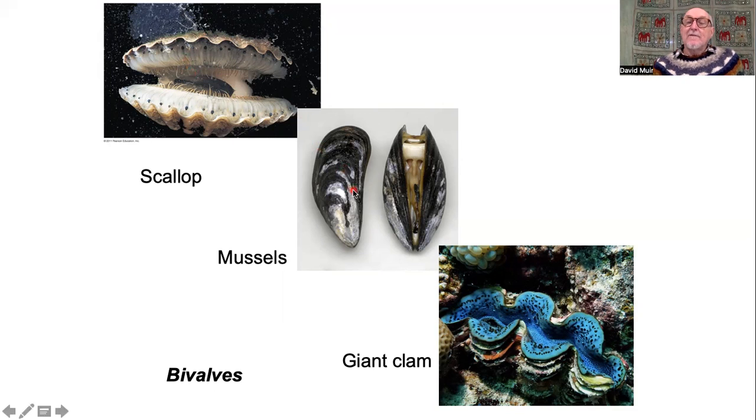Same thing here. These are the mussels. And this here is a giant clam, also a bivalve. This is from a tropical area, but exactly the same kind of model and lifestyle and everything else.